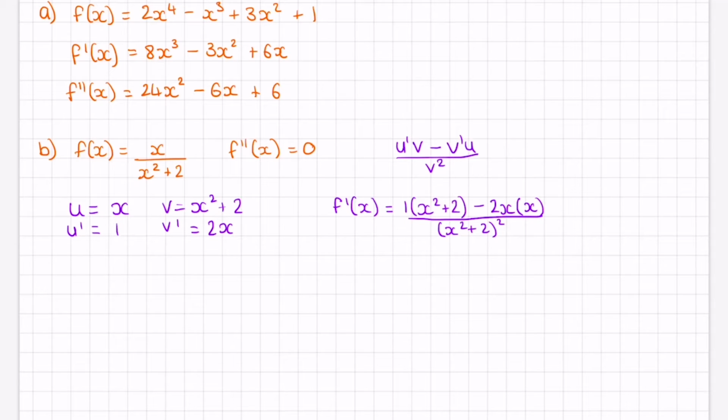Then we can just tidy this up a bit, so we'll get x squared plus 2 minus 2x squared over x squared plus 2 all squared, which will then equal 2 minus x squared all over x squared plus 2 all squared. Now from here then, we need to do our derivative again to get the second derivative.